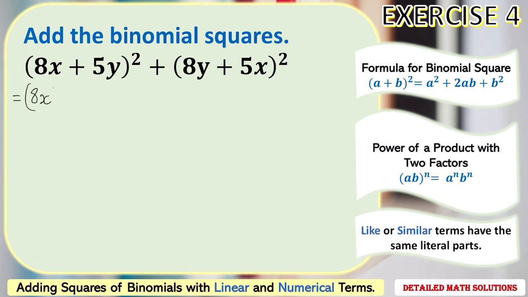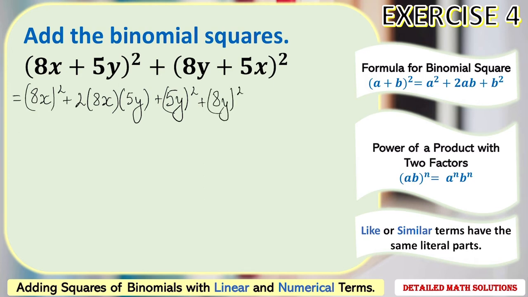8x in parentheses squared plus 2 times 8x multiplied by 5y plus 5y in parentheses squared plus 8y in parentheses squared plus 2 times 8y 5x plus 5x squared.